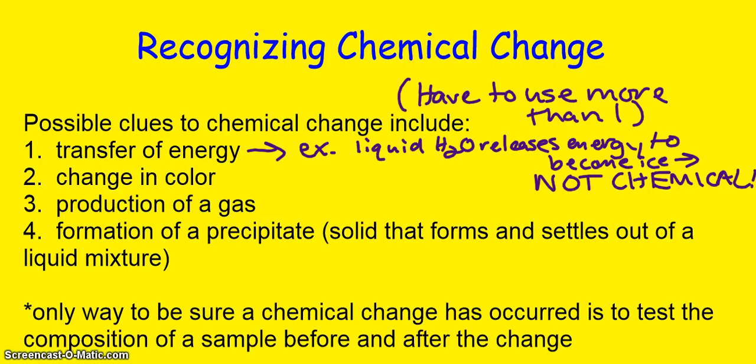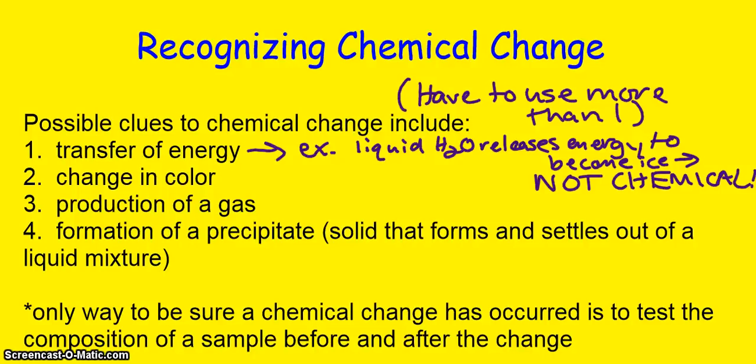So freezing and becoming solid is not a chemical change, but it is a transfer of energy. So I have to look at more than just one of those properties changing. Now, a change in color is a pretty good option. The color of a substance comes from its chemical makeup and the way that light is reflected, refracted, or absorbed by the substance. So if the color has changed, there must be some new chemical structure that's providing that difference in appearance.